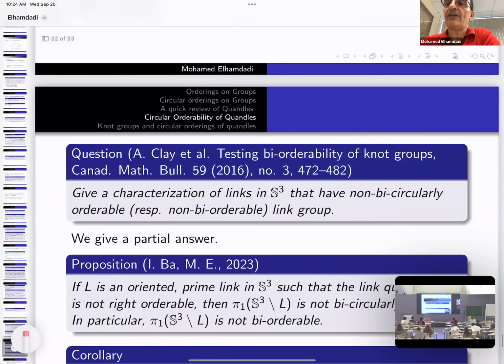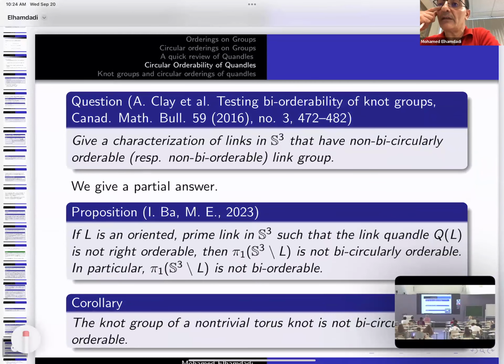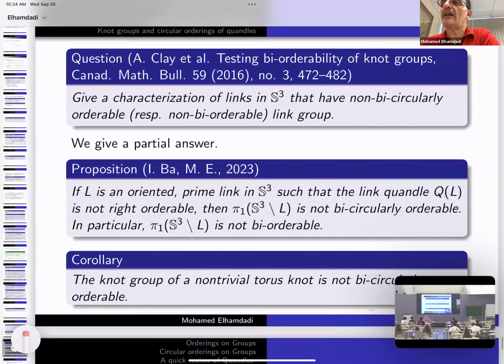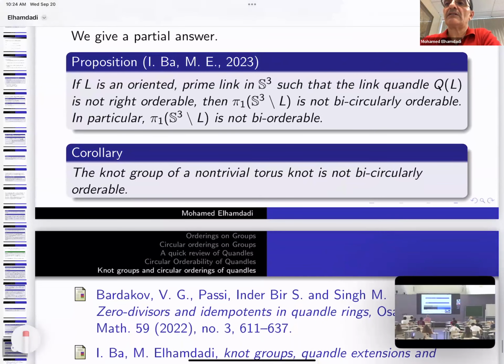And to finish, this is the question of Adam Clay and other co-authors. The paper is titled Testing Bi-orderability of Knot Groups. The question was to give a characterization of links in S3 that have non-circular orderable, respectively non-bi-orderable, group. We give a partial answer to it. This is a recent work.